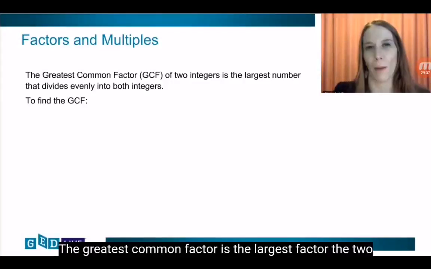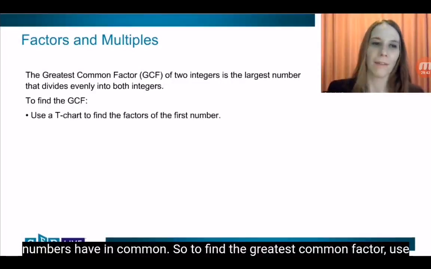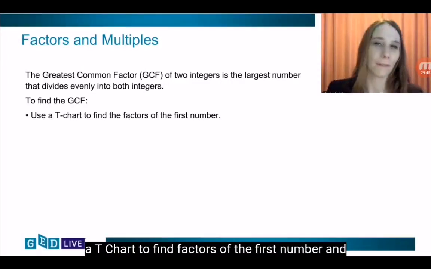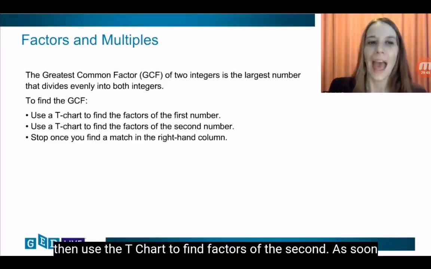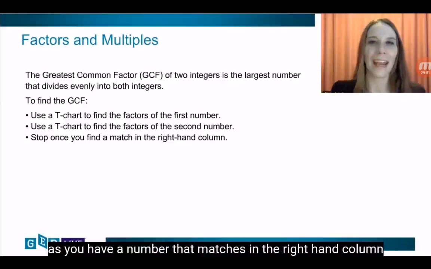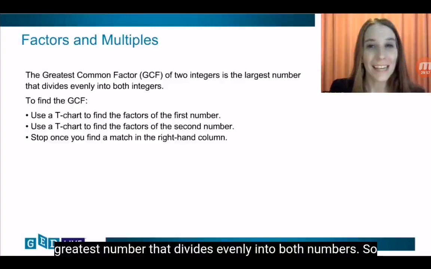The greatest common factor is the largest factor that 2 numbers have in common. So to find the greatest common factor, use a t-chart to find factors of the first number, and then use a t-chart to find factors of the second. As soon as you have a number that matches in the right-hand column of that second t-chart, you're done. That is going to be the greatest number that divides evenly into both numbers.